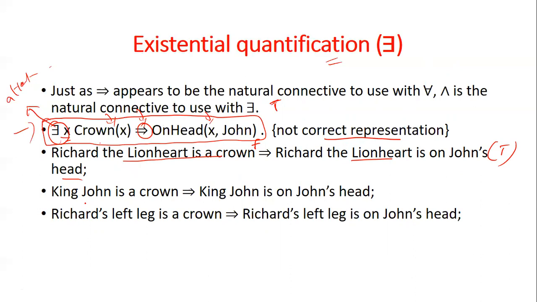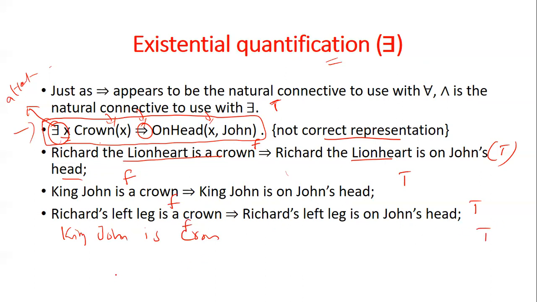Then King John is a crown. Again, King John is not a crown. So this is also false, so overall it will lead to true, right? Then Richard's left leg is a crown. Again, Richard's left leg is not a crown. So this is also false, so overall it will lead to true. So Richard, King John, Richard's left leg we have done. Similarly, King John's left leg is a crown. This is also false. Hence, overall, it will become true.